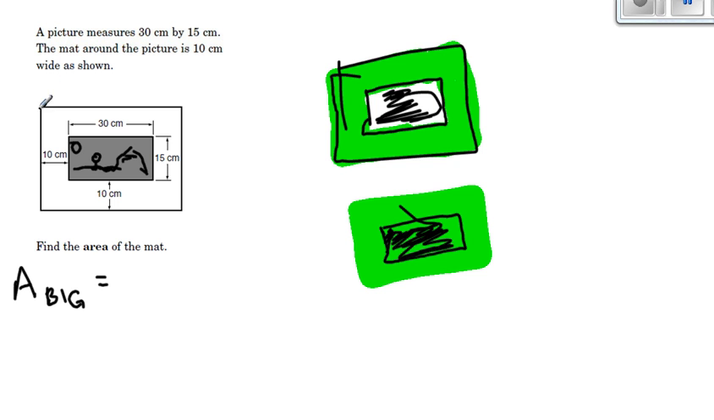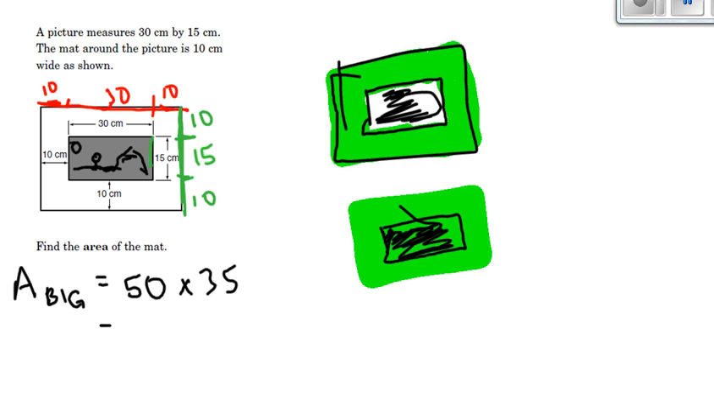So what is the length? So from here to here, what is this measurement? Well, we know that this is 30 because that's the picture. This piece here must be 10 because that's the width of the mat. Well, this is also the mat, so that's 10. So 10 plus 30 plus 10 is 50. Same sort of idea on the width. This much of it is represented by the picture. That's 15. This is the mat, and we know that the mat is 10 centimeters wide. So 10 plus 15 plus 10 is 35.